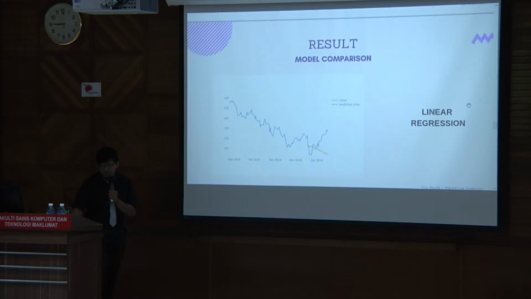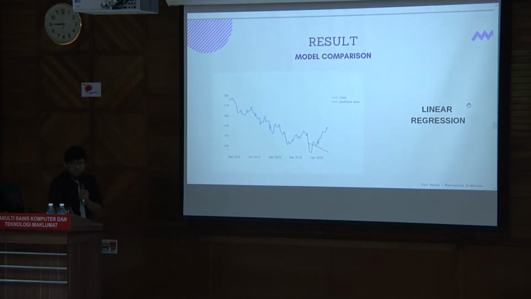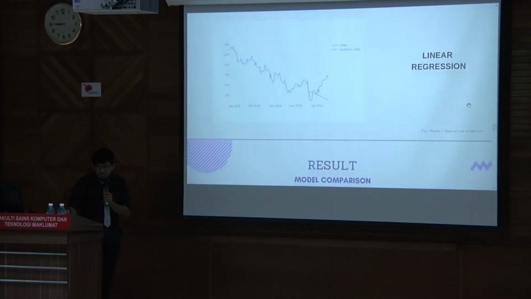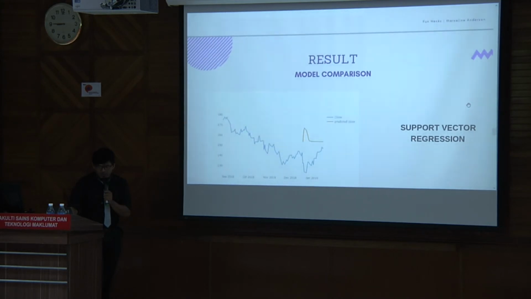Okay, the result and the comparison, this is the graph that I fetched yesterday. So we can see that for linear regression it was expected that the graph should decline, but then the graph suddenly moves up. This is for the support vector machine.